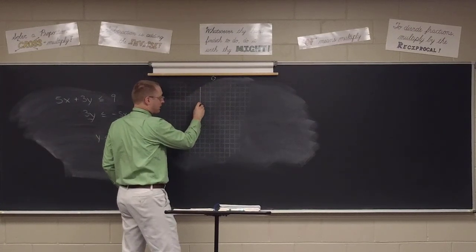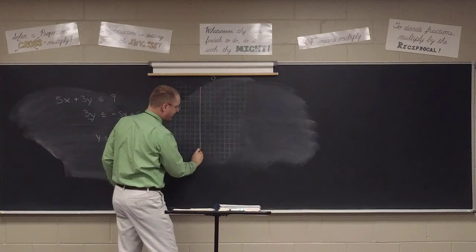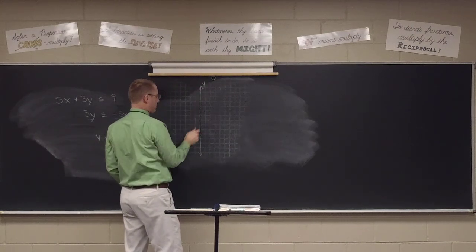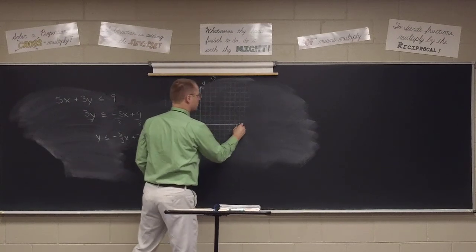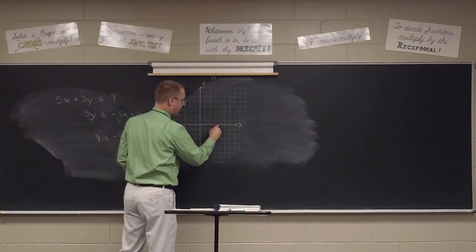Just as we had done previously, we would start by plotting our y-intercept. Then from there, we would rise and run according to whatever the slope indicated should be done. So again, no difference there at all.